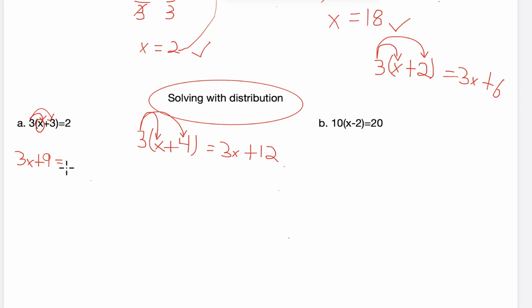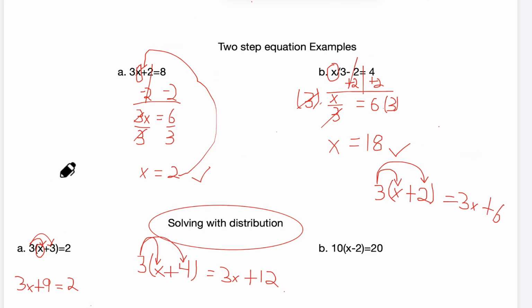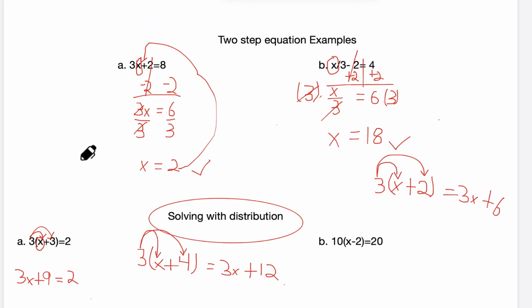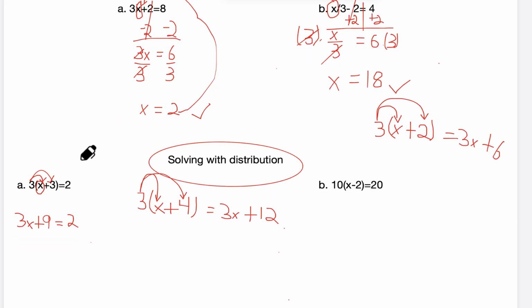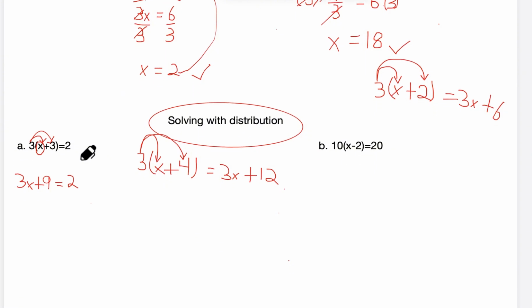Equal 2. Okay, so I got 3x plus 9 equals 2. Now this looks similar to what we did up here with the two-step equation, right? So we still have to follow the same reverse order of operations. We do the opposite of order of operations. So we deal with our plus 9 before we deal with our times or multiplication.